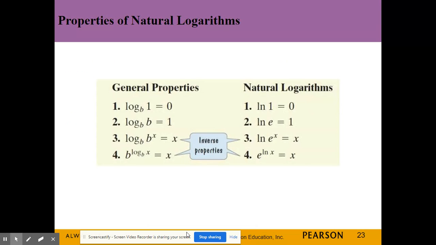Properties all work kind of the same, right? So natural log of 1 is equal to 0 because the exponent you put on e to get 1 is 0. Natural log of e is equal to 1 because the exponent you put on e to get e is 1. And then the inverse one works the same as well.